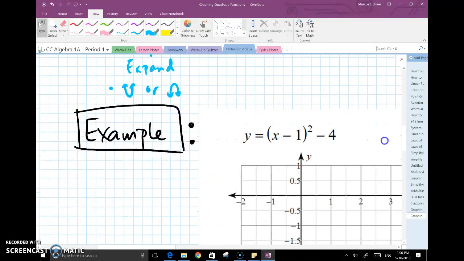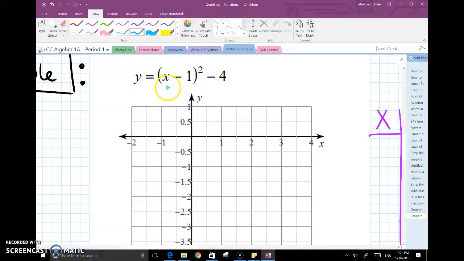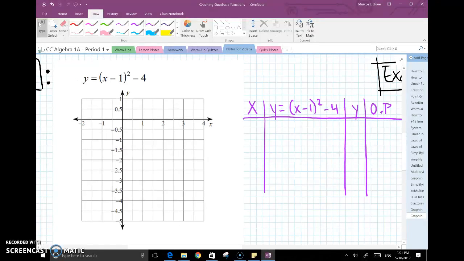So let's go ahead and get into an example and see what this does. So here we go. Example 1. You can see that we have our function right here. We have our space to graph it. We have a table that is, for now, blank. And right away, I have some information that I can share with you. And that is, I know where the vertex will be. The vertex will be at positive 1 and negative 4.